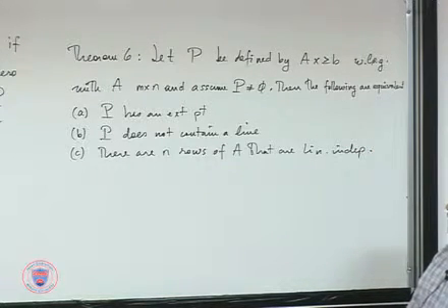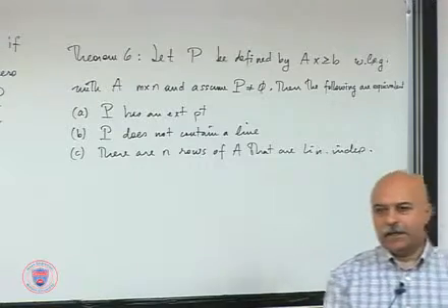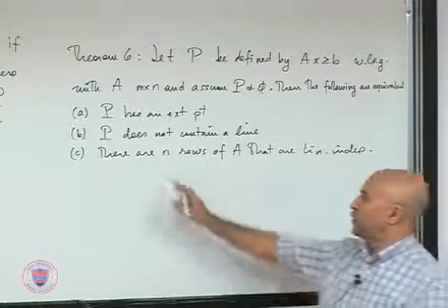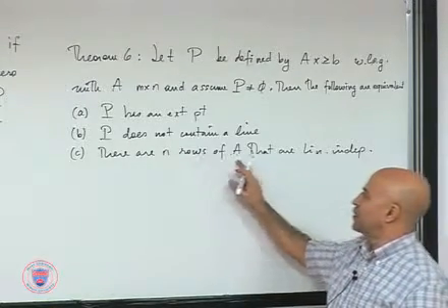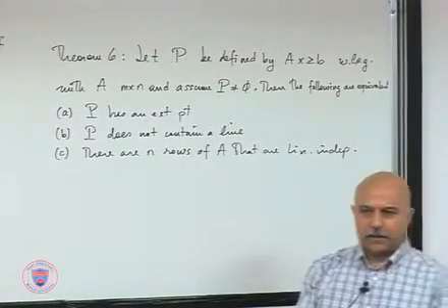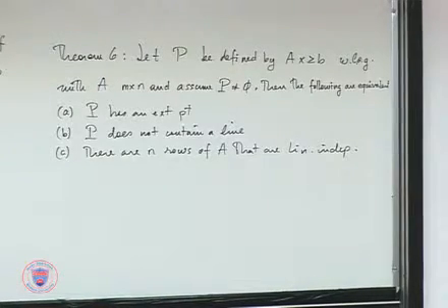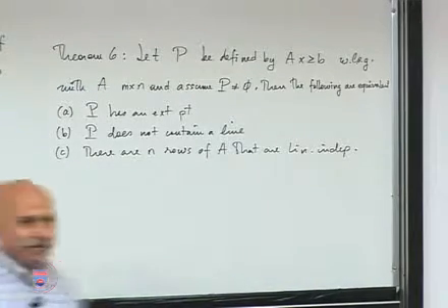In order for a polyhedral set to have an extreme point, it should not contain a line, which is equivalent to having n rows of A that are linearly independent. You may have more than one such set of rows. Okay? Proof omitted. It's a long proof, believe me.